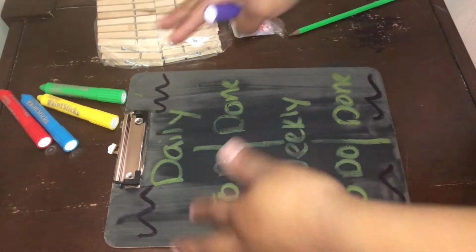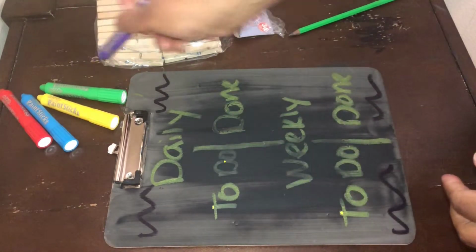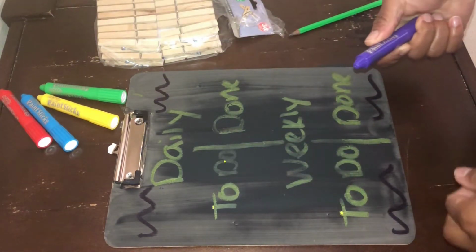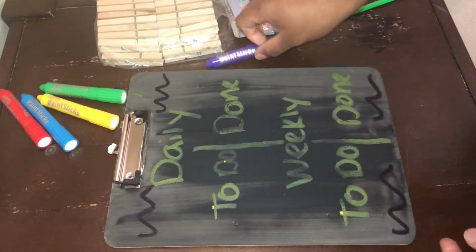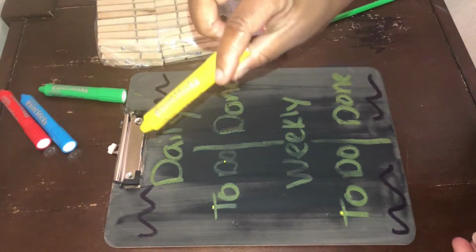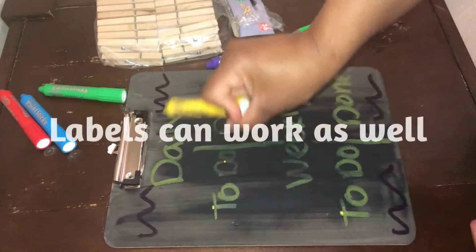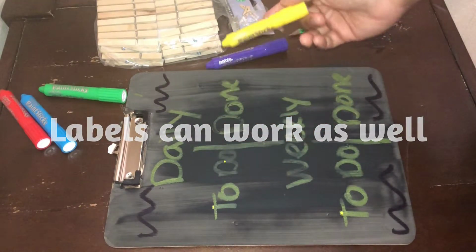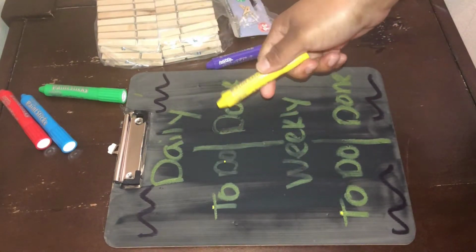So my paint is still kind of drying. These are paint sticks, so the paint is still kind of drying too as well. So I use my yellow paint stick, and you can actually get labels, and you can do it with just labels too, but I like to be extra sometimes.